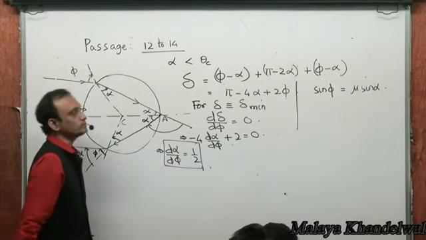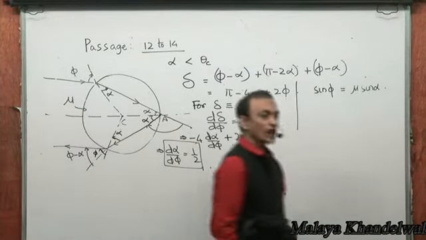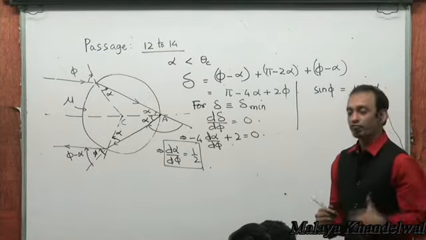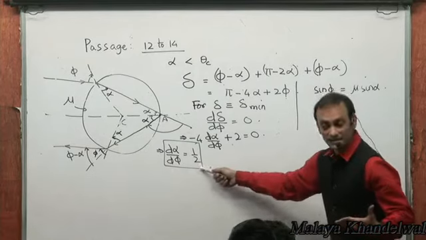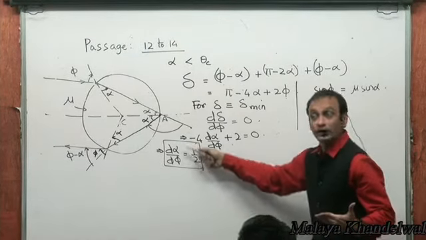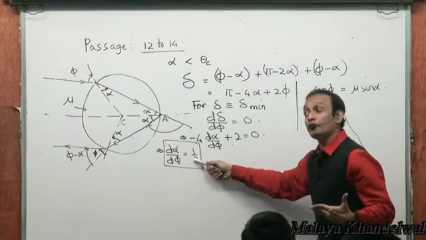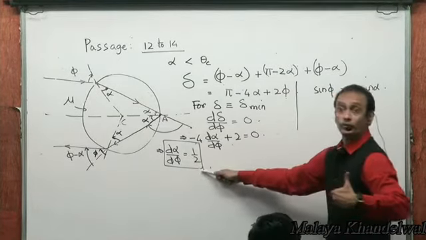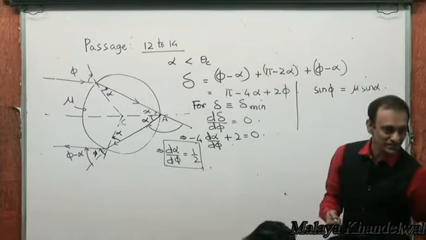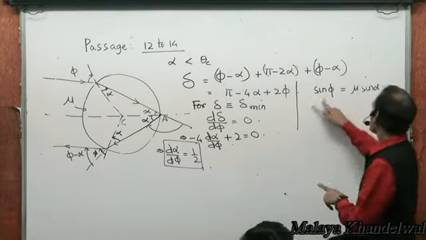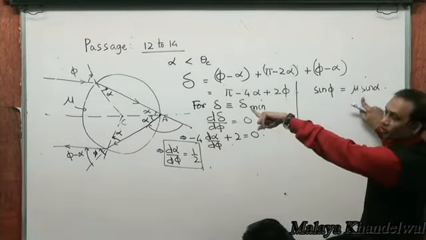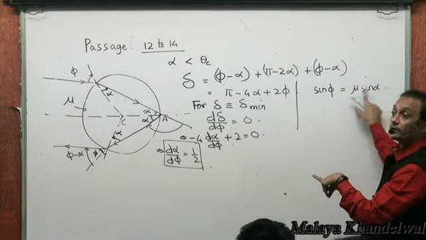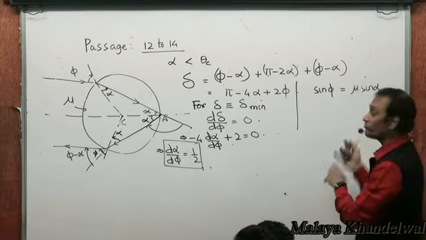Now, I have to eliminate alpha and find phi. Given that d alpha by d phi is half, what should be phi? That's the question. Now, this is Snell's law applied at the point of incidence. Let me differentiate both sides with respect to phi.